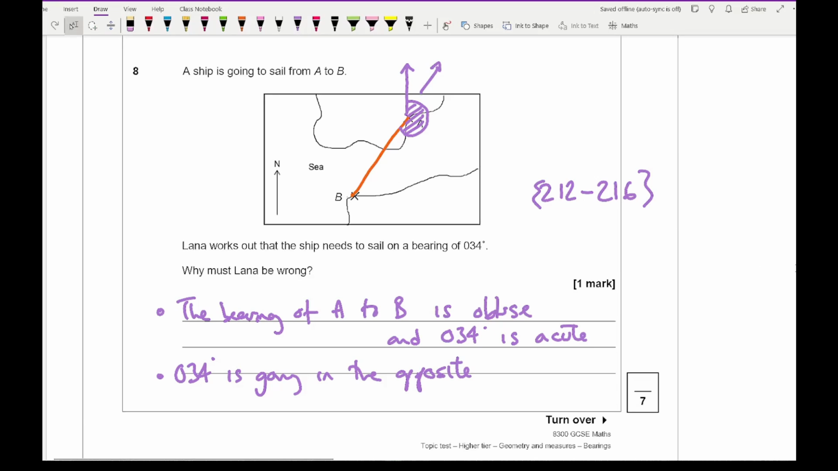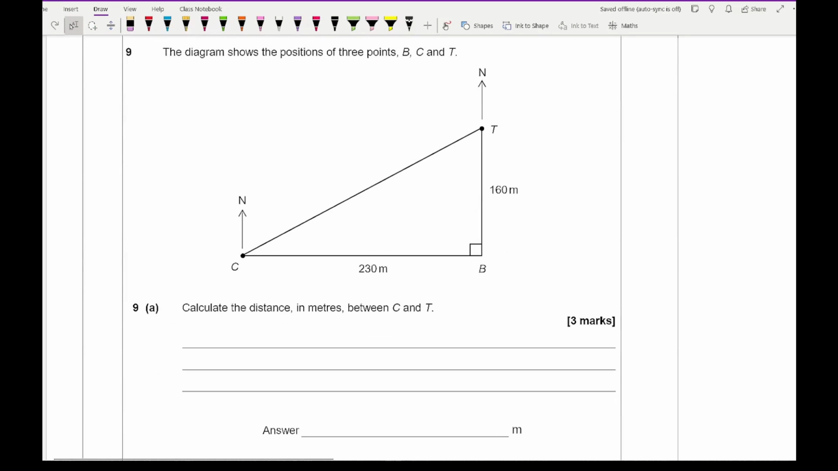So again, if you did give the correct answer, your answer needs to be between 212 and 216 to get the single mark. Then moving on to question 9, it says the diagram shows the position of 3 points B, C and T, and question 9a says calculate the distance in meters between C and T. So it's asking me to work out this distance here. As you can see, we've got a right angle triangle, so I'm going to be using Pythagoras. So here I've got x squared equals 230 squared plus 160 squared.